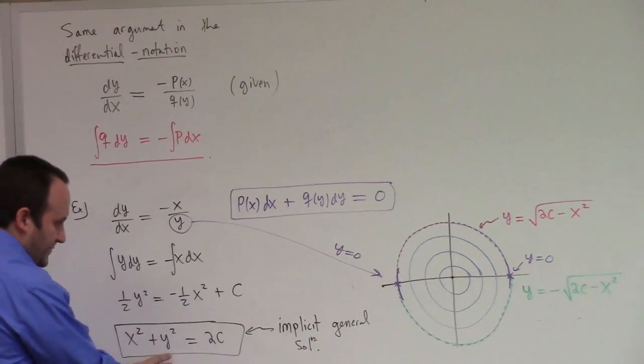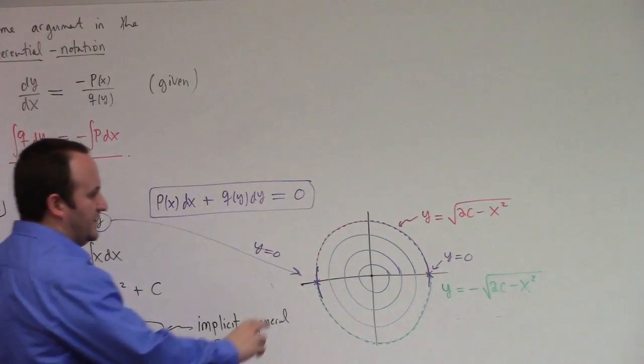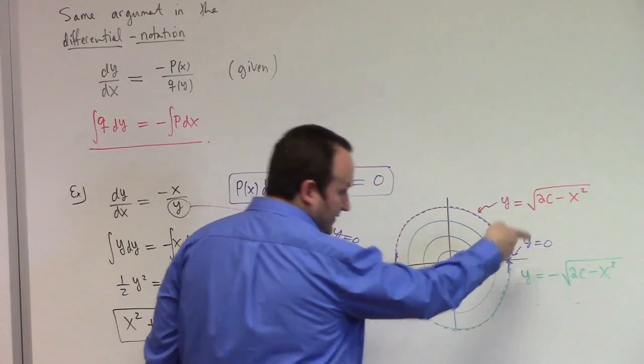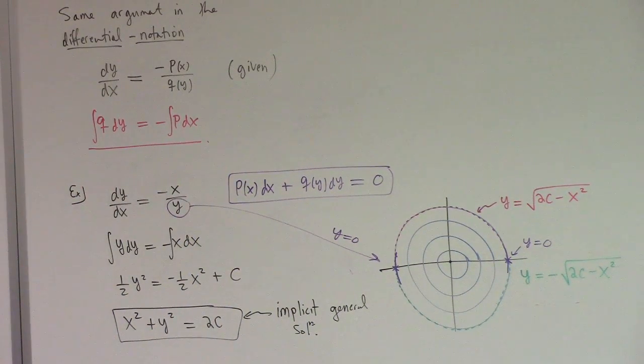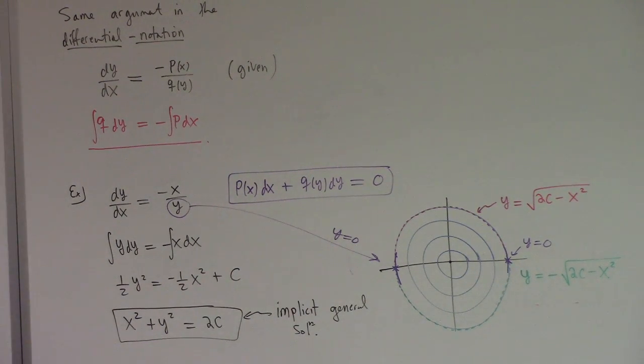So here's our implicit general solution. These are explicit solutions, but they're only local. They don't cover the whole circle, right? I don't even want to try to write the explicit general solution here because I'd have to use cases. I'd have to have two cases, one for positive, one for negative. Any questions?